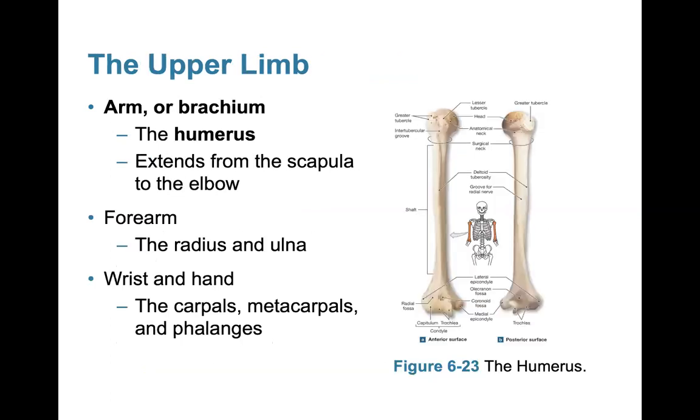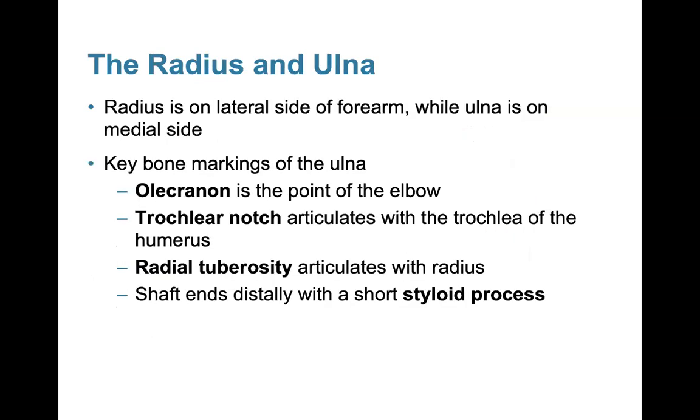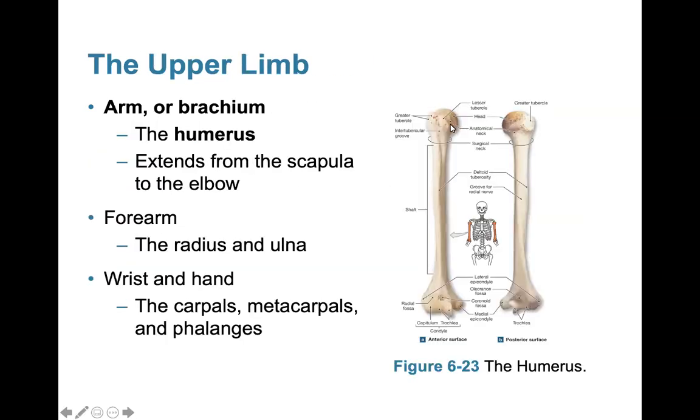So looking at the upper limb, the arm, the brachium, this is going to be referred to as the humerus. It extends from the scapula to the elbow. The forearm will be the radius and the ulna. And then you'll have your wrist and hand. This is made up of the carpals, metacarpals, and phalanges. So let's look at these. This is the humerus right here. This is the head of the humerus. This is what's going to fit into the shoulder joint. And at this end here we'll have the radius and ulna articulating to form the elbow joint.